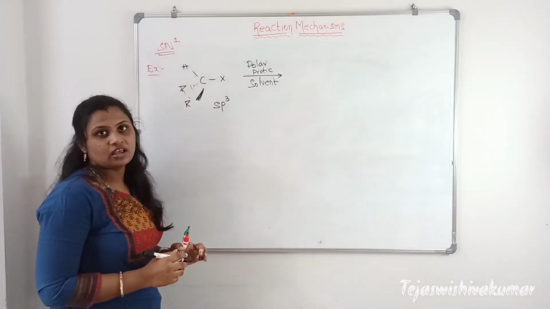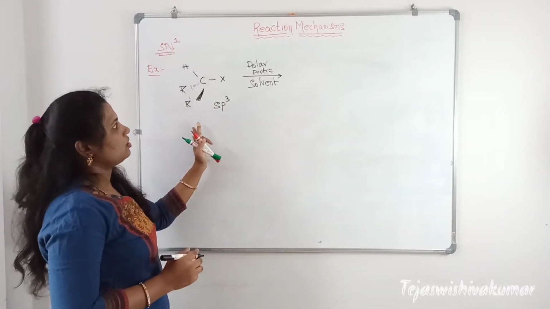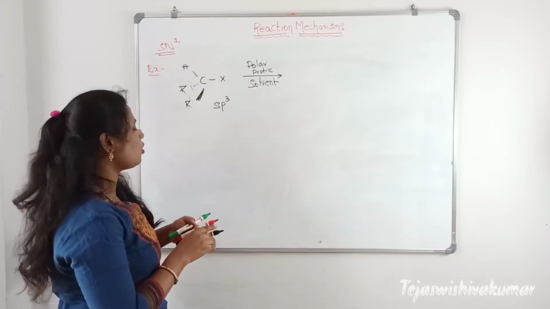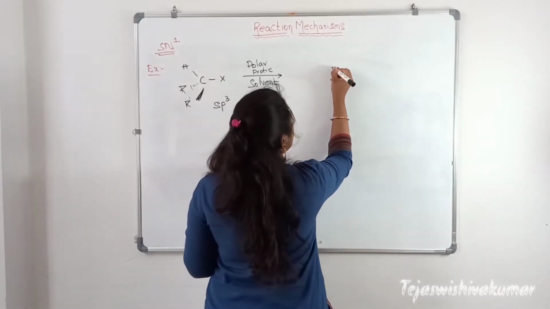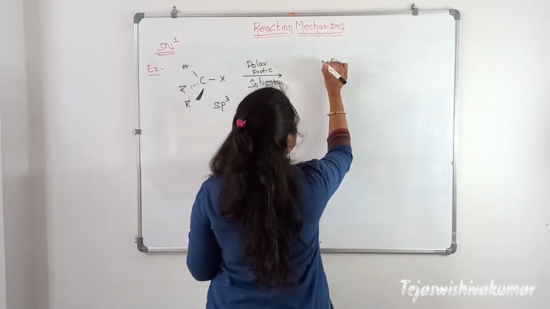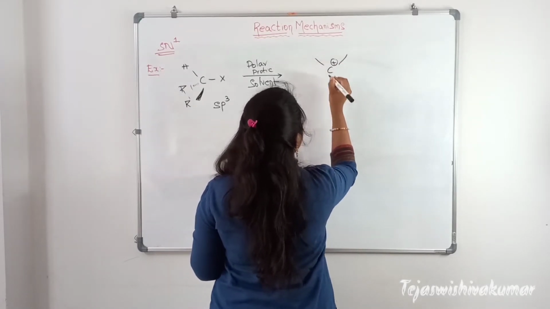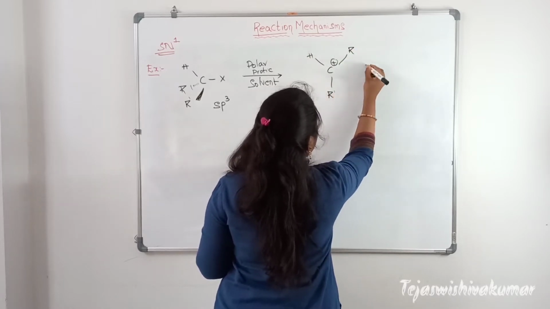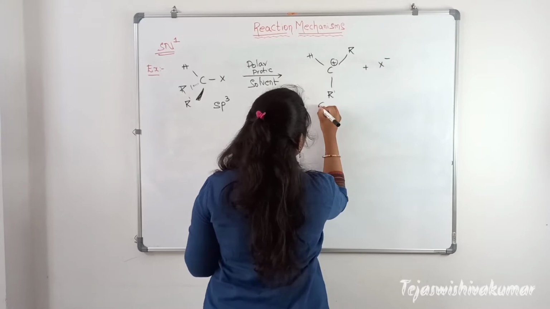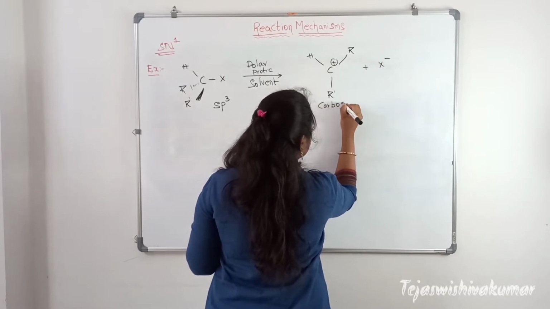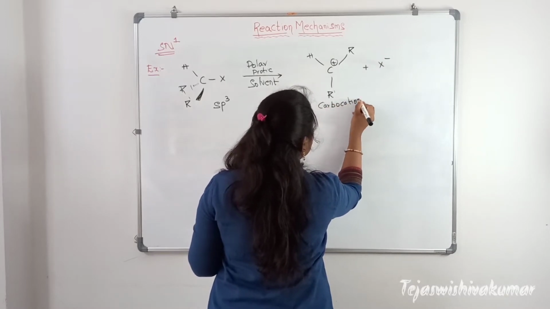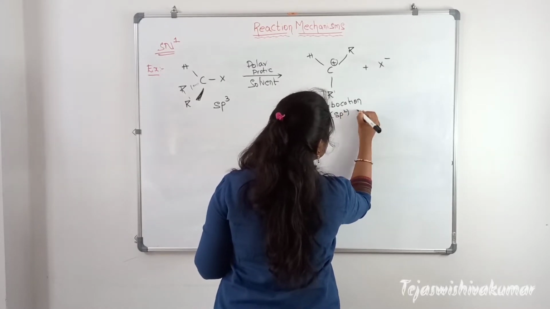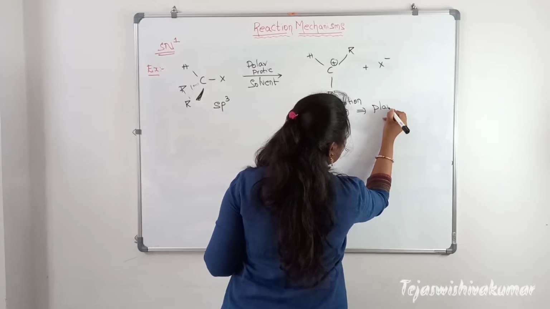polar protic solvent. First what will happen? The bond between C and X will get dissociated and therefore carbocation is formed. C plus H R R dash. C carbocation which is sp2 hybridized and which is planar.